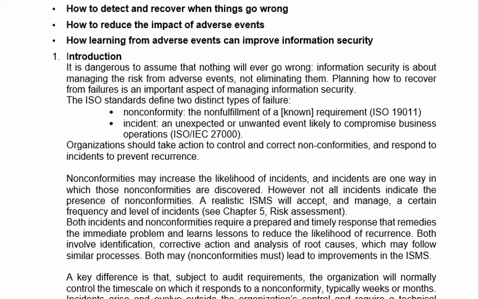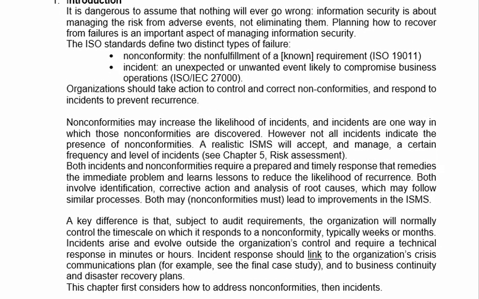Both incident and non-conformity require a timely response. We need to respond in a timely manner to the non-conformance and the incident. Both incident and non-conformity lead to improvement in the ISMS. If you respond to them properly, this would improve our information security management system within the organization.